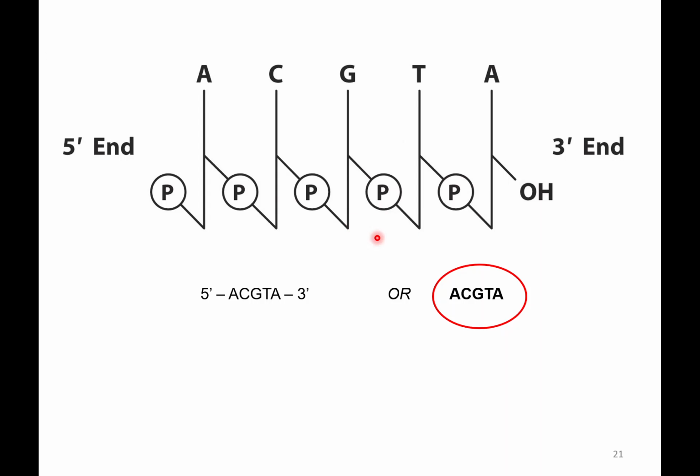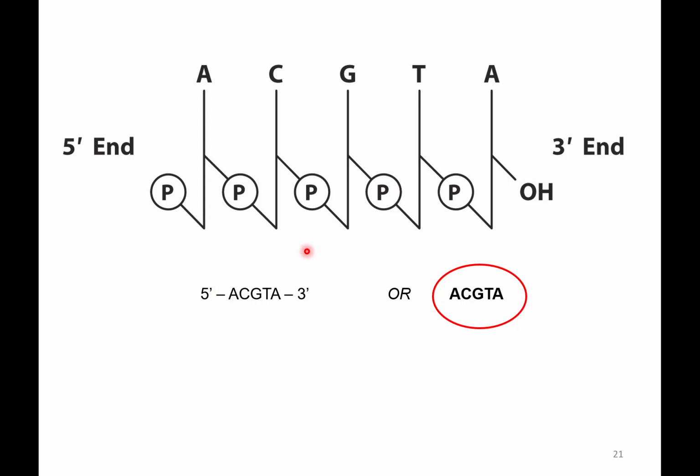If you wanted to read the sequence of this, you don't focus on the phosphates and the riboses, because those are all going to be the same. You're just going to read the sequence A, C, G, T, A, and you go from the 5 prime to the 3 prime. So sometimes you might see this written as 5 prime to let you know that this is the 5 prime end, and then you have your sequence of nitrogenous bases followed by 3 prime at the end.